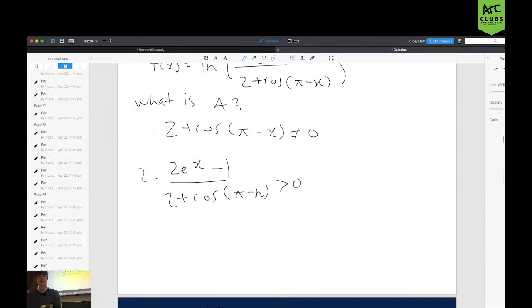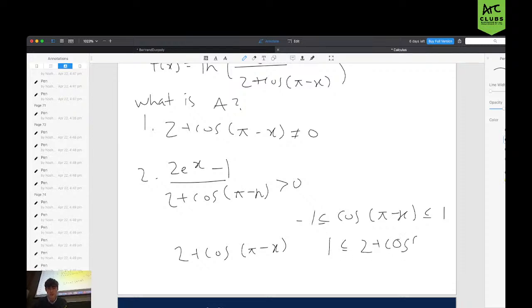Let's quickly look at that denominator for a second. We have 2 plus cos of pi minus x. We know that cos of pi minus x ranges between 1 and -1, like any other standard sinusoidal curve. So if we add 2, we get that it ranges between 1 and 3. And because it ranges between 1 and 3, we clearly know it's always non-zero. This expression here can never equal 0. And more than that, it's always going to be positive.